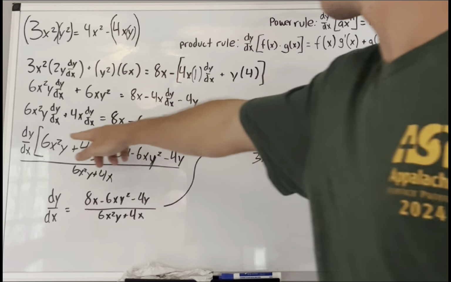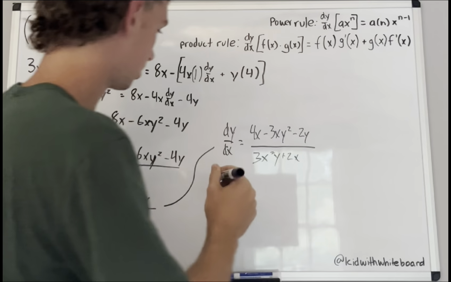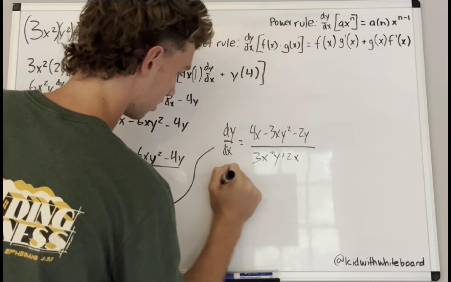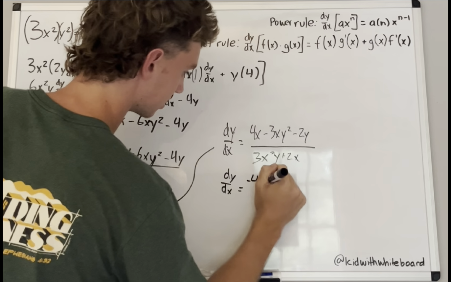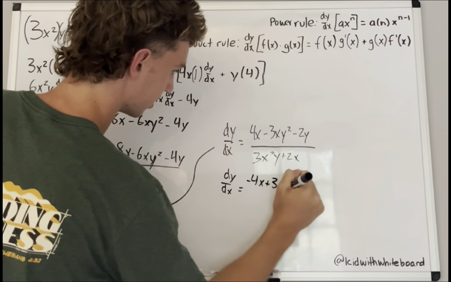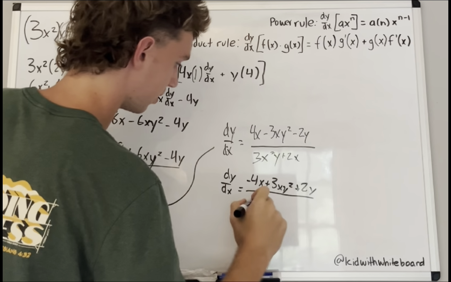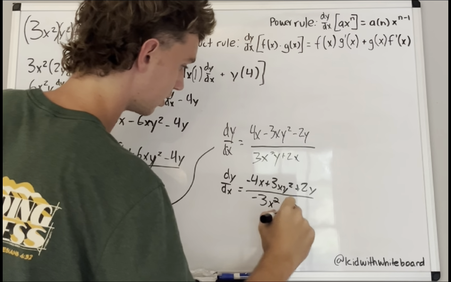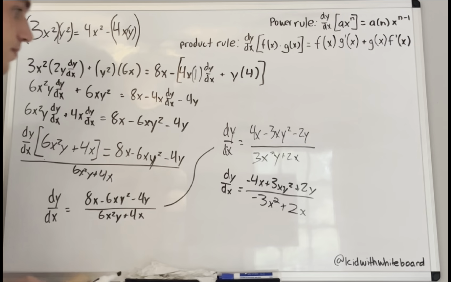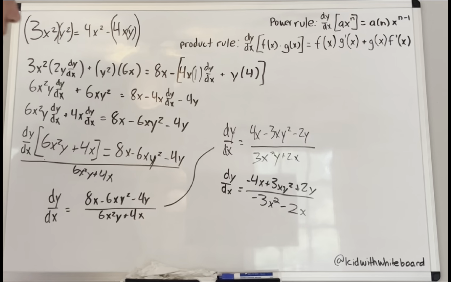If you had the dy's and dx's on the other side, you'll get something that looks slightly different. All the signs will be flipped. So you'll get negative 4x plus 3xy squared plus 2y divided by negative 3x squared minus 2x. My bad. So either one of those answers is correct.